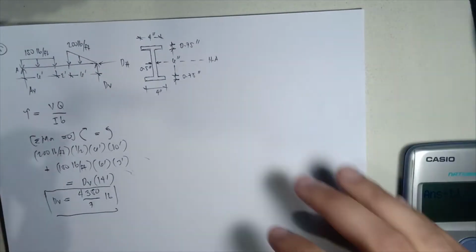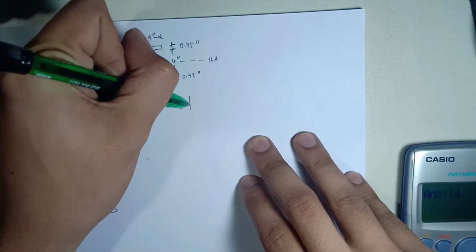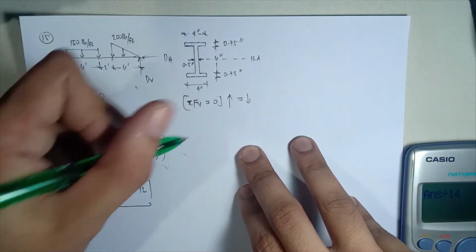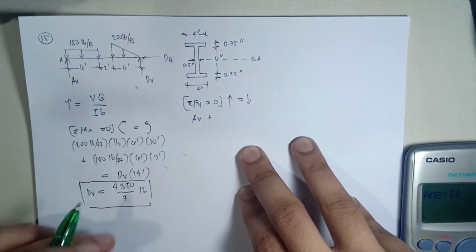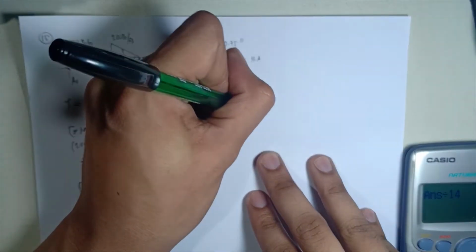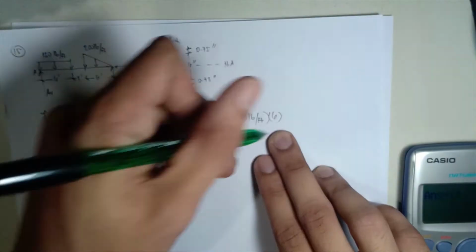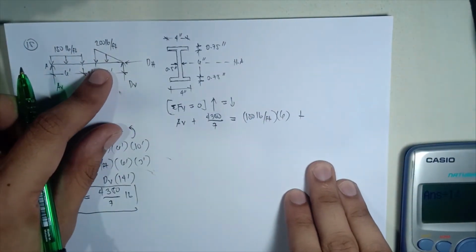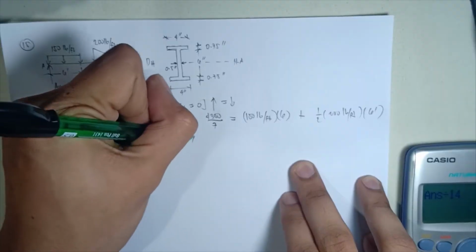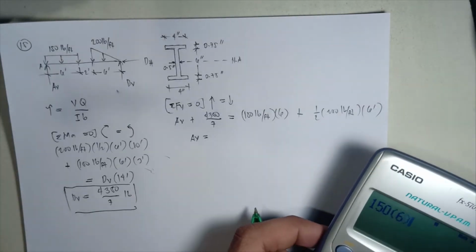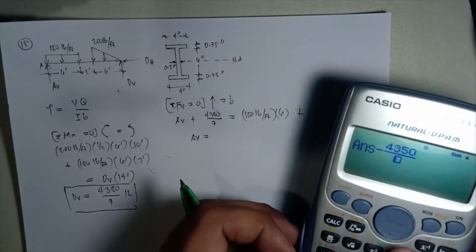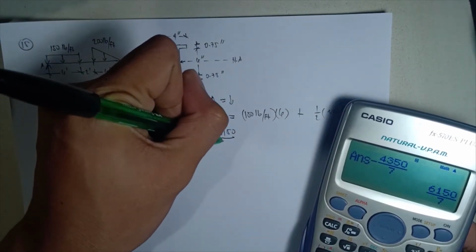Then, solve natin yung AB. Summation of forces vertical equals to 0. Lahat ng pataas na force, equate natin sa lahat ng pababa. So, mag-create ng lahat ng pataas is AB and DV. AB plus DB, meron tayong value ng DV is 4,350 all over 7 pounds. Equals lahat ng pababa, equal yan sa 150 pounds per foot times 6 plus the area of the varying load para maging concentrated load. So 1/2 times 200 pounds per foot times 6 foot. So AB now is 150 times 6 plus 0.5 times 200 times 6 minus 4,350 all over 7. 6,150 all over 7 pounds.